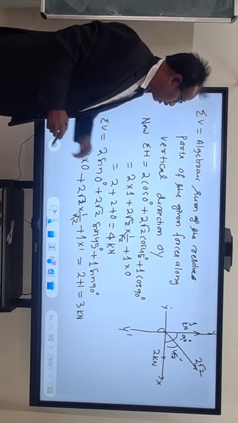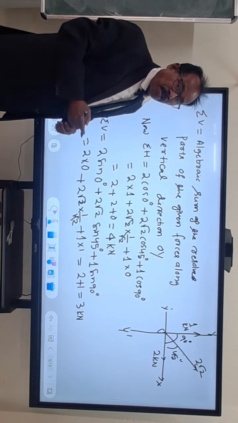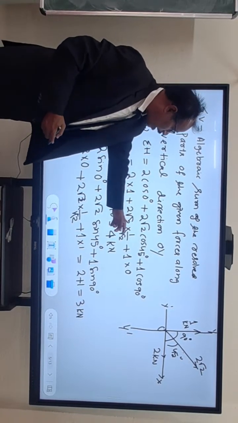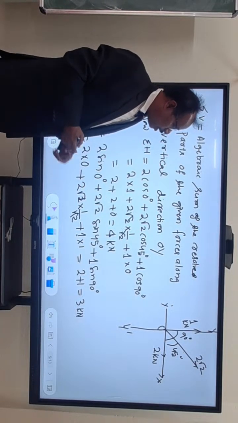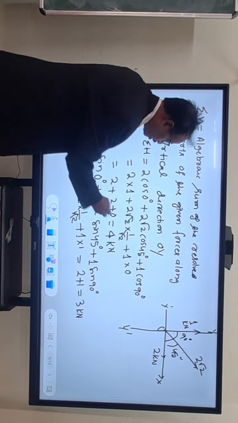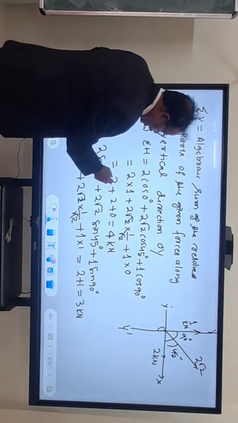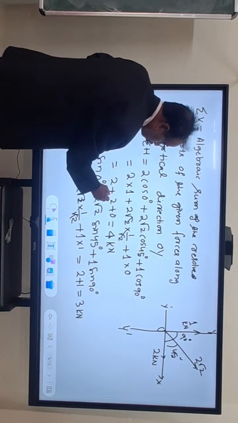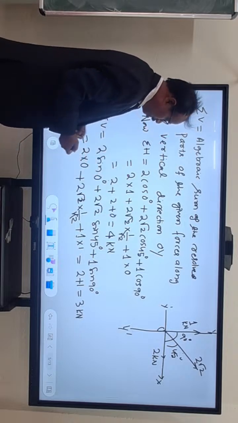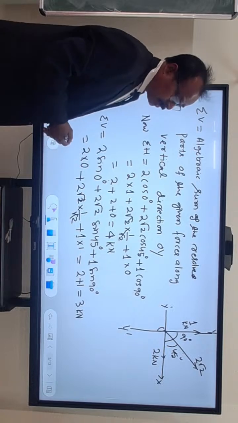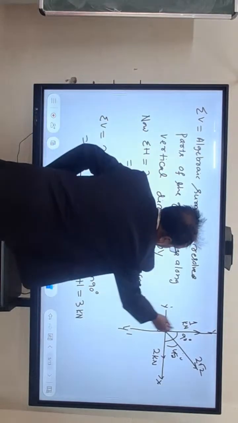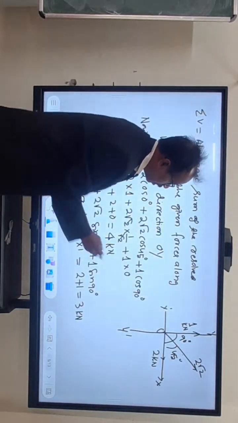Therefore, 2 into 1. The value of cos 45 is equal to 1 by root 2. Therefore, 2√2 into 1 by root 2 plus 1 into 0, because cos 90 is equal to 0. Therefore, 2 into 1, 2 root 2 cancel, 1 into 0 is 0, that is 4 kilonewton.